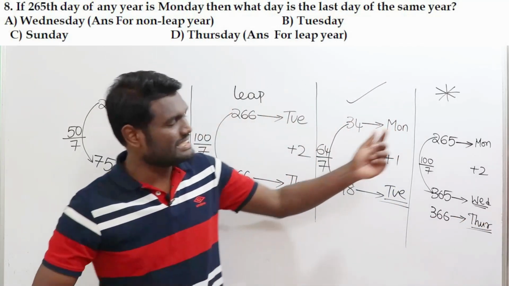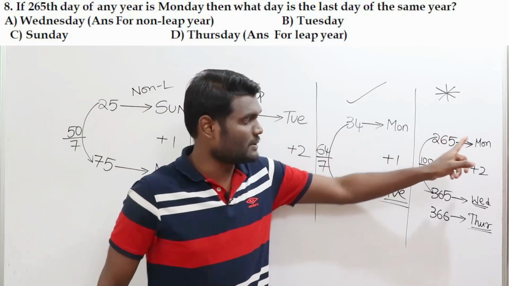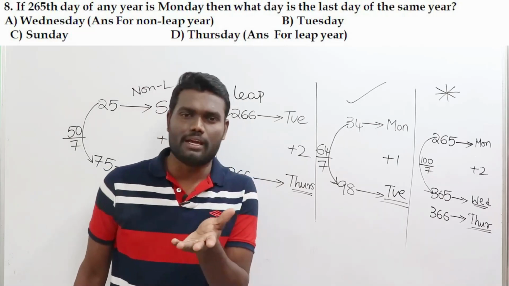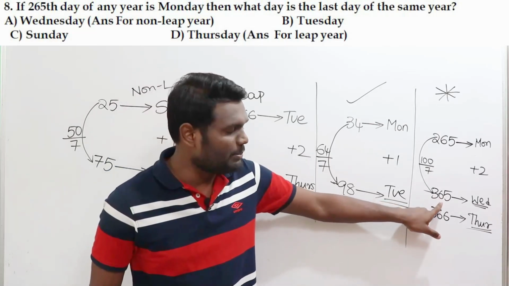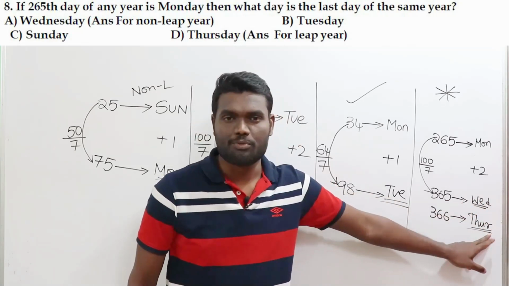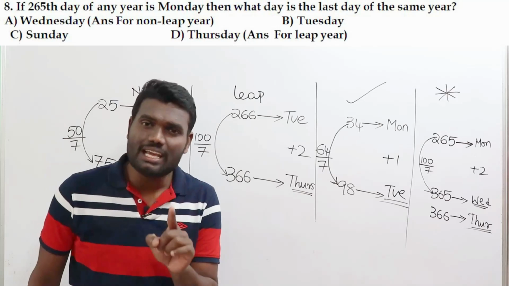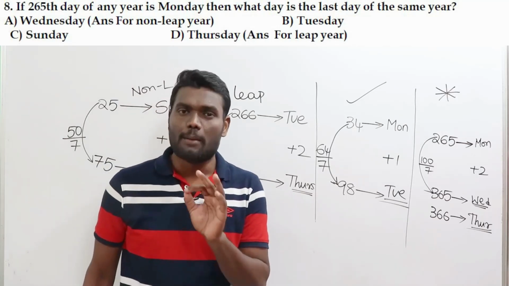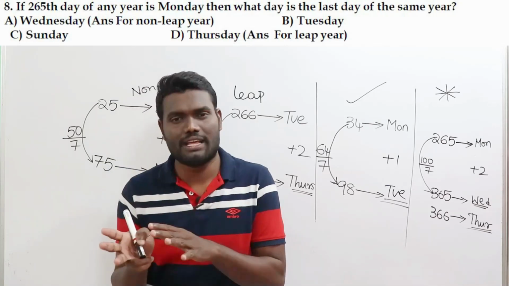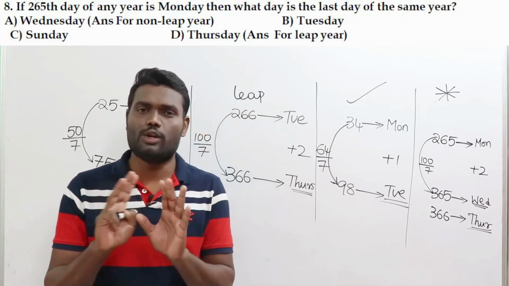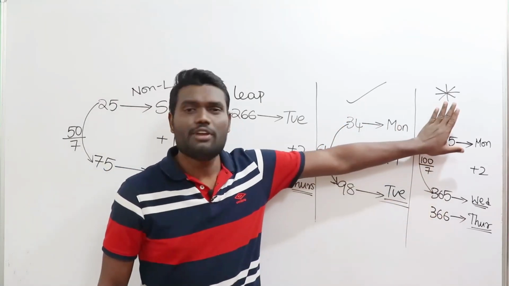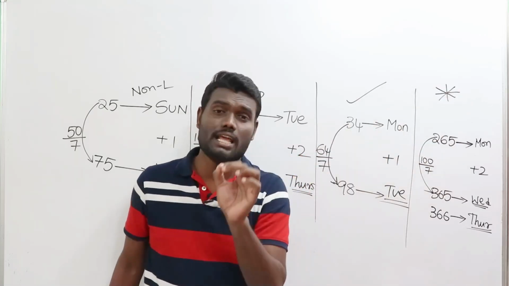So if the 265th day of any year is Monday, and they ask us to find the last day of the same year, then if it is a non-leap year the last day will be Wednesday, and if it is a leap year the last day will be Thursday. If the question is only about the last day, our answer is going to be affected. But if the question is about the 98th day, 165th day, 44th day, or 245th day, whichever day it is, it does not matter even if the year is not mentioned. But if the question is about the last day, then we are going to have that effect. Okay, is that clear with everyone?